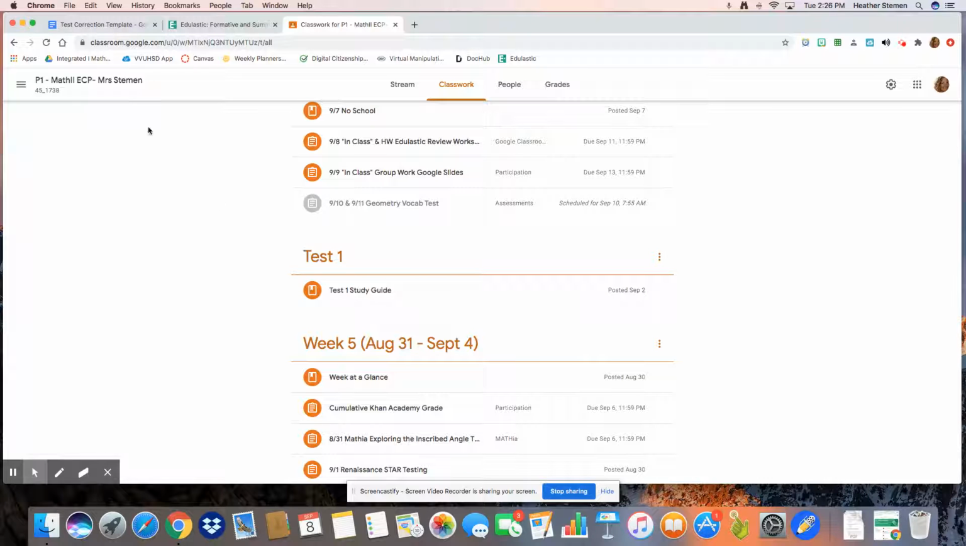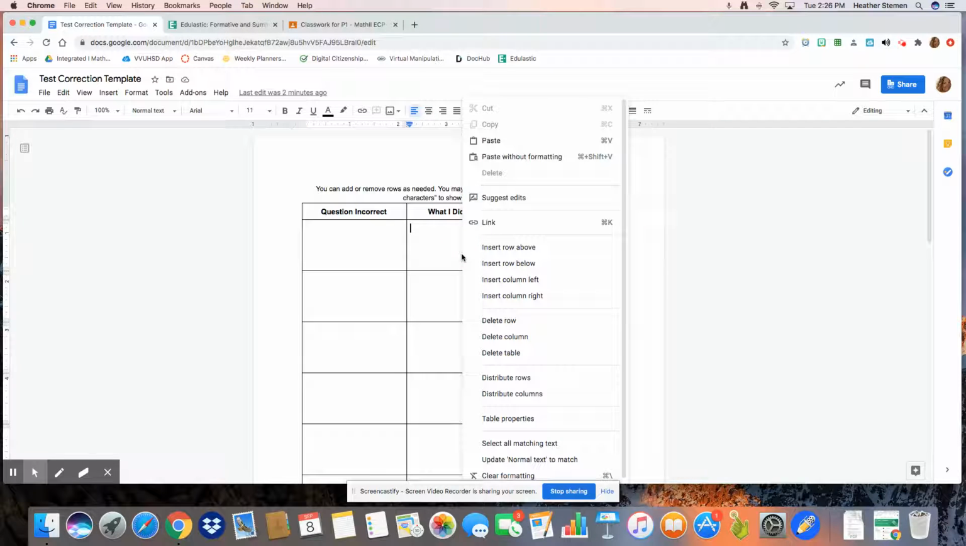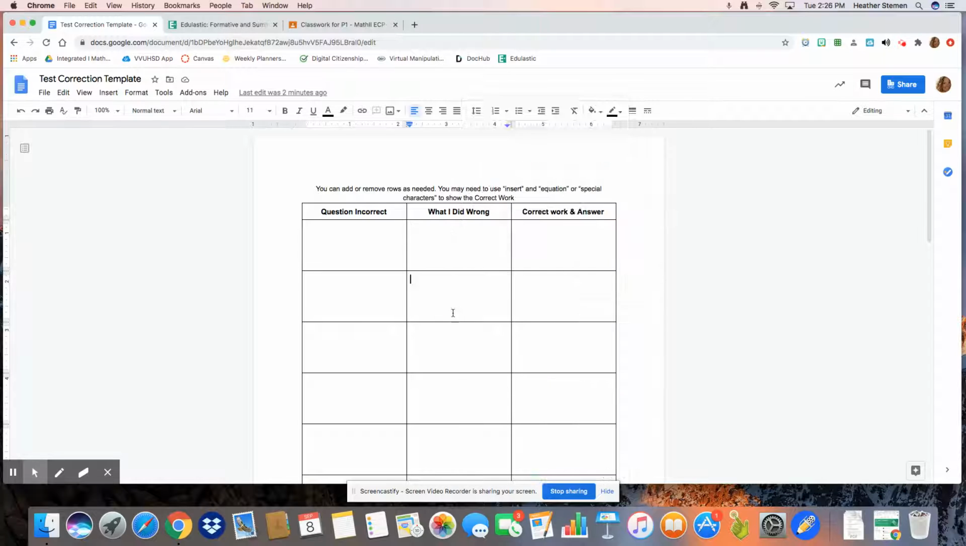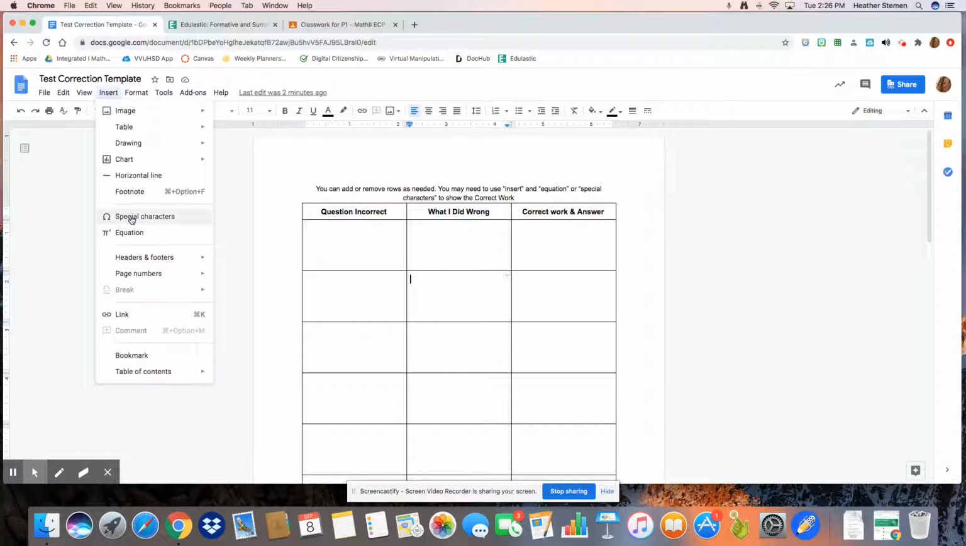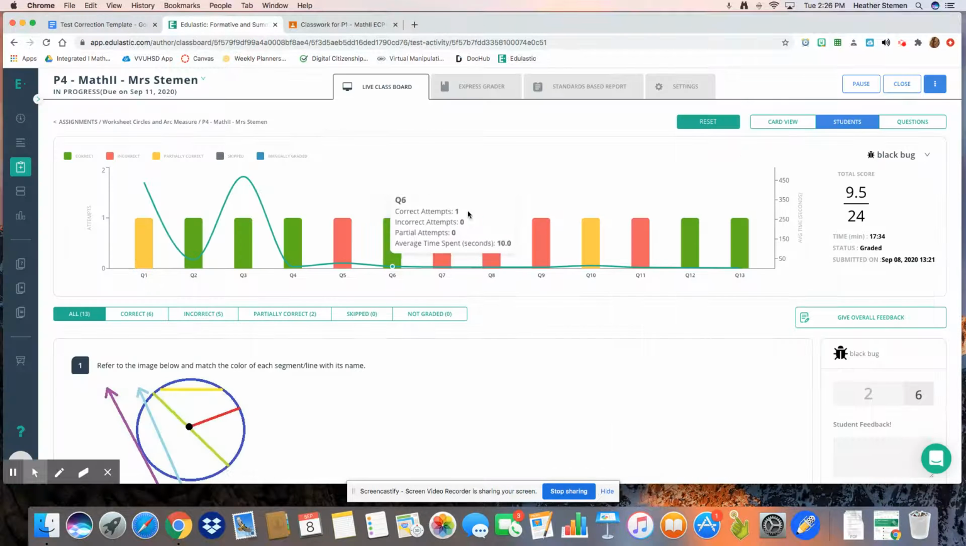When you click on the Google link, or the Google Doc, it'll take you to a Google Doc that looks like this. You can add or remove rows as needed by right-clicking, right? You can add a row or delete a row. So if you only need 2 rows, you can delete the ones you don't need. You may need to use insert, equation, or special characters, right? So here's insert, equation, special characters. Okay, you also need to have your test open in a separate link.